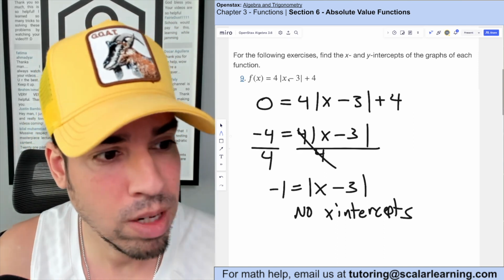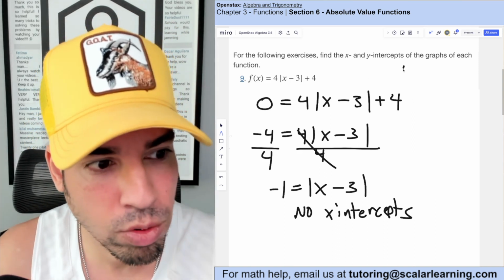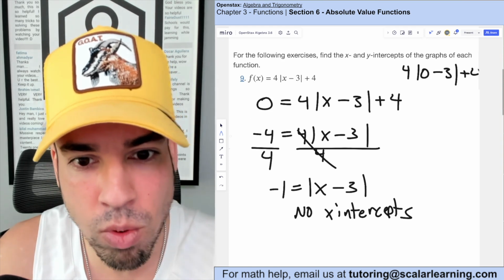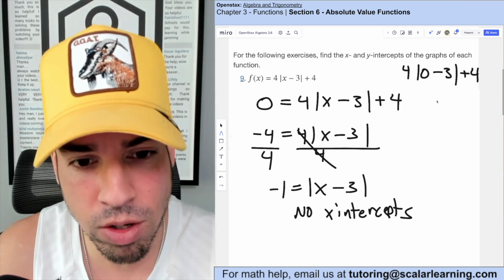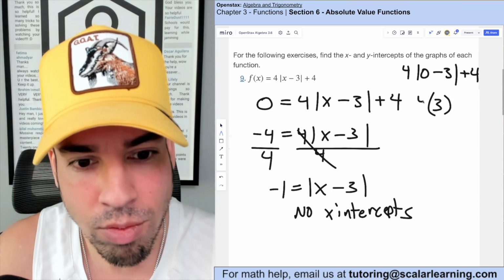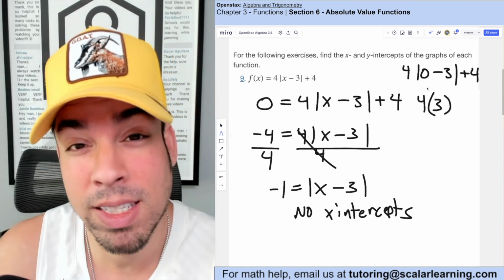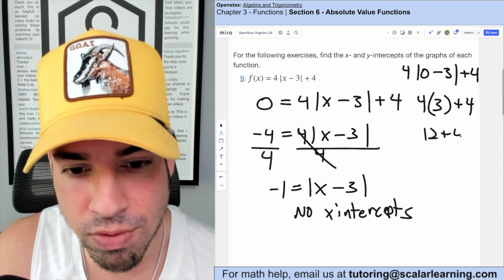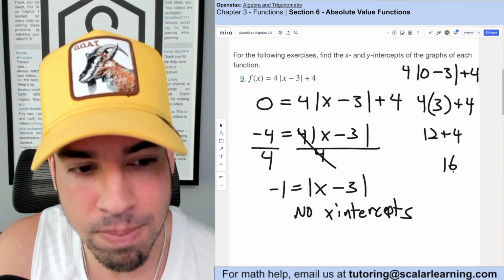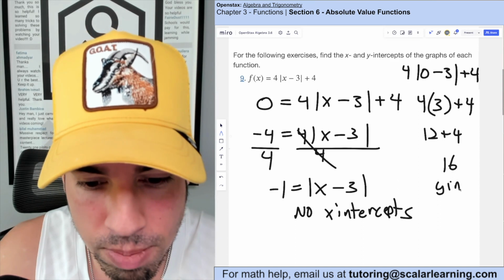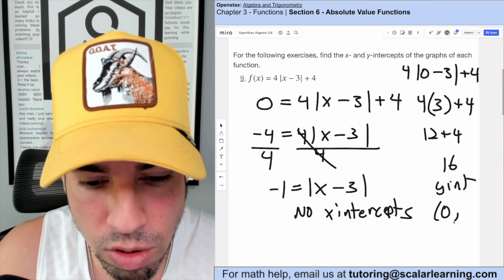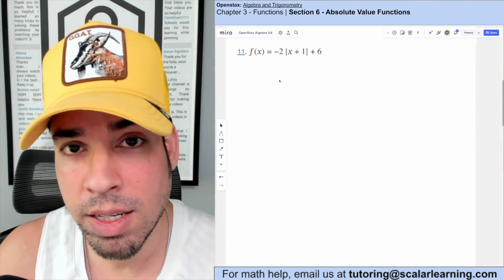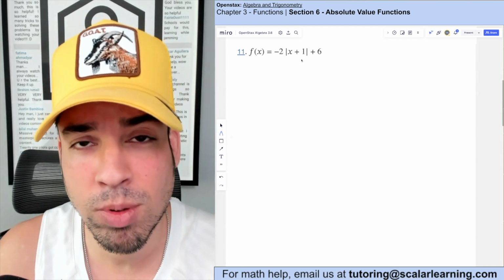For the y-intercept, all we're going to do is plug 0 in for x. So it's 4 times the absolute value of 0 minus 3 plus 4. 0 minus 3 is -3. Absolute value of that is +3, right? Absolute value purifies or makes the number positive. And then 4 times 3 is 12 plus 4 gives us 16. So my y-intercept is going to be 0, 16. Boom, done.